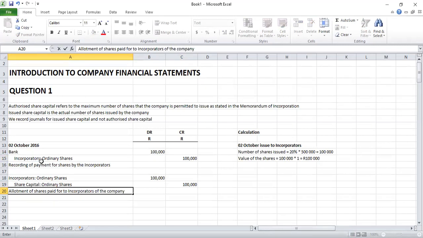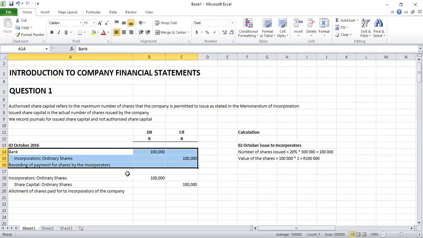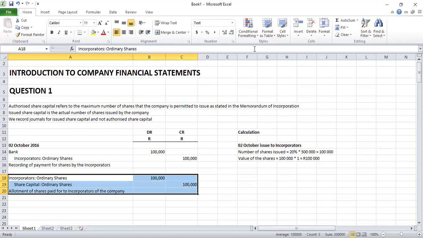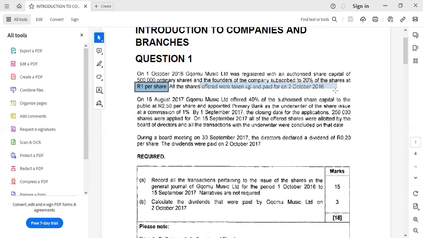So the first entry we're just receiving the money. Then when we give them the shares, we then credit share capital. That will be on 2 October. It can happen on different days, but here I've just used the 2 October because they said they were taken up and paid for. So that means everything happened on that day. Any questions on that?